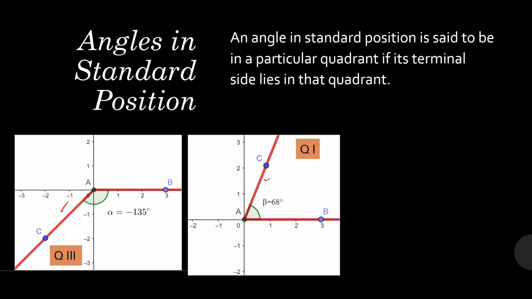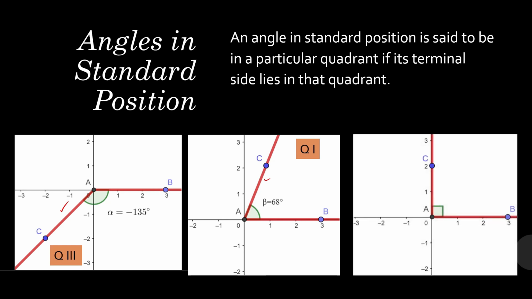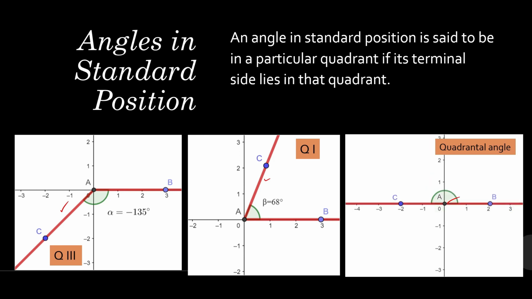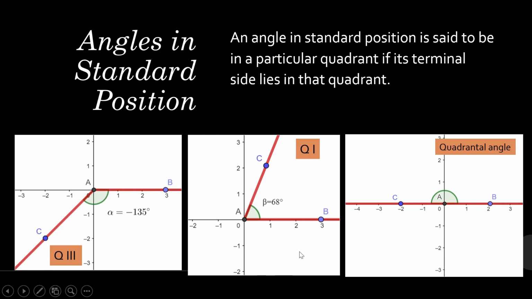But sometimes the terminal side falls on an axis. So this one is a 90-degree angle in standard position. When the terminal side lies on an axis, we just say that that angle is a quadrantal angle. So this 90-degree angle is a quadrantal angle. A straight angle, one that has a degree measure of 180 degrees, is also a quadrantal angle.